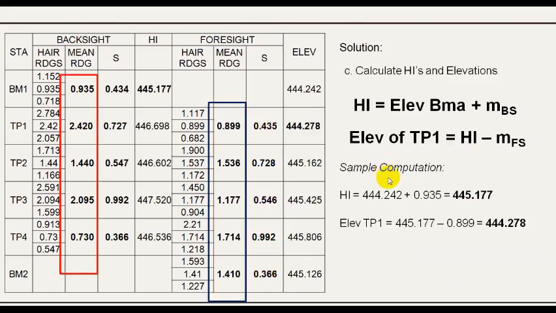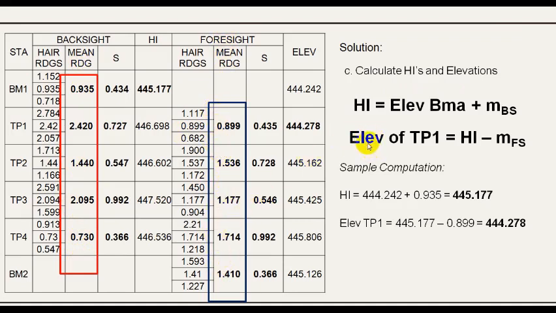The next is to compute the HI and elevation. Remember, in computing the elevation in differential leveling, for the HI, we have the elevation of the known BM, which is BM1 or BMA, plus our backside readings. But in our three-wire leveling, we have 3 readings, so in this case we use our mean readings, in this column, the mean readings of our backside as well as the mean readings of our foresight.